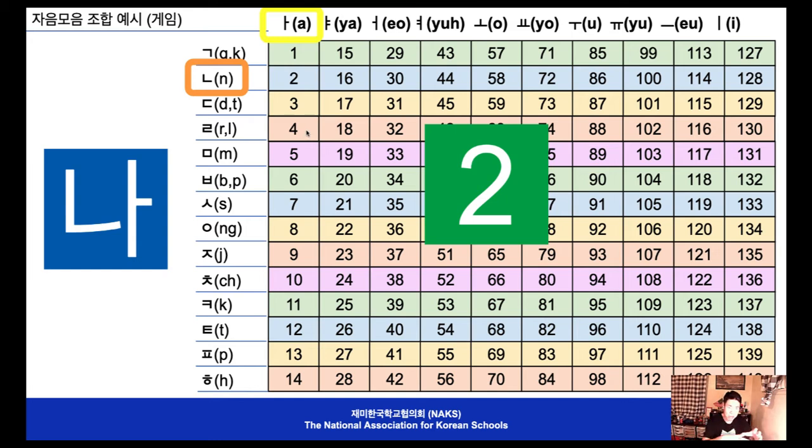So when you count objects, you use the native Korean numbers. 하나, 둘, 셋, 넷, 다섯, 여섯, 일곱, 여덟, 아홉, 열, 열하나, 열둘, 열셋, 열넷. But we will learn that later.